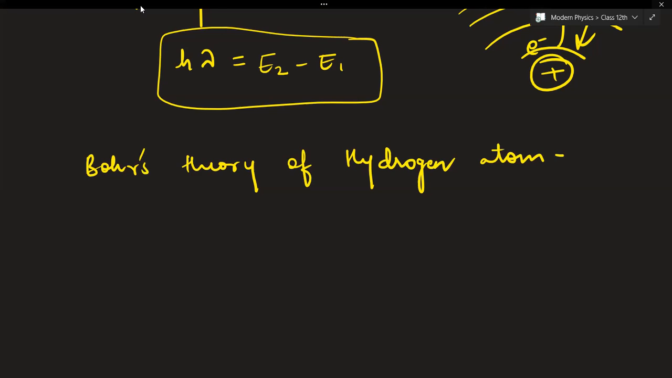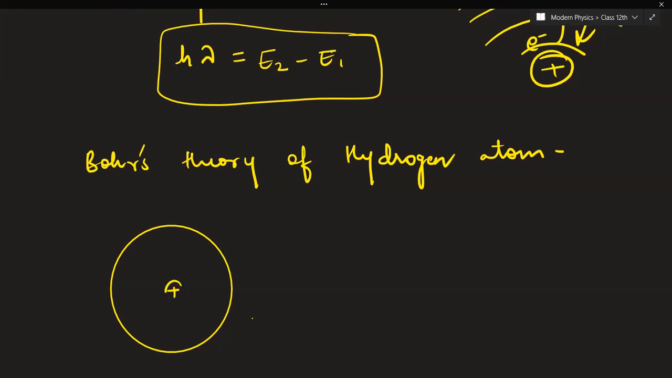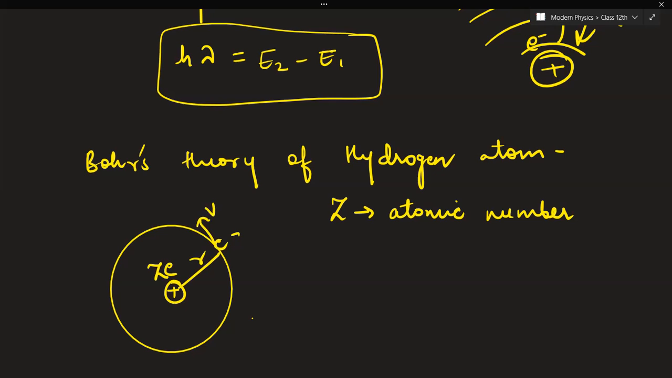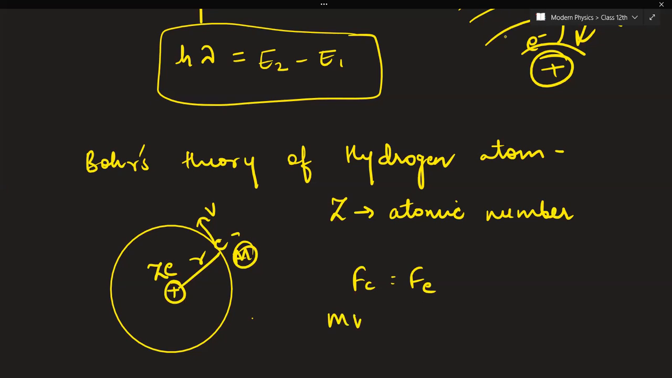Let us calculate that. Nucleus is present. Electronic charge will be e. Atomic number is denoted by Z in chemistry, so Z is the atomic number, and multiplied by e it gives you the total proton charge in the nucleus. Electron is already there. Let's say the radius is r, the electron's linear tangential velocity is v, and the mass of the electron is m. Now the centripetal force will be equal to the electrostatic force of attraction, and the centripetal force is mv square by r.